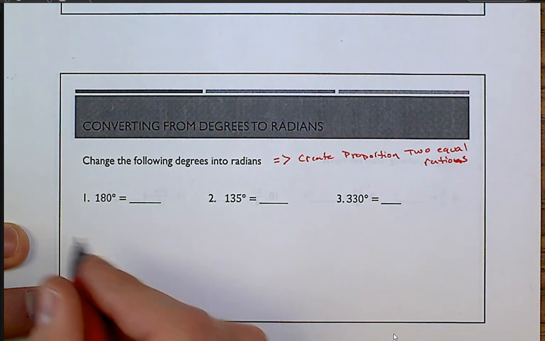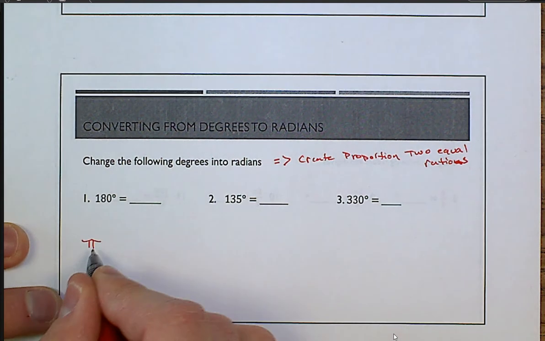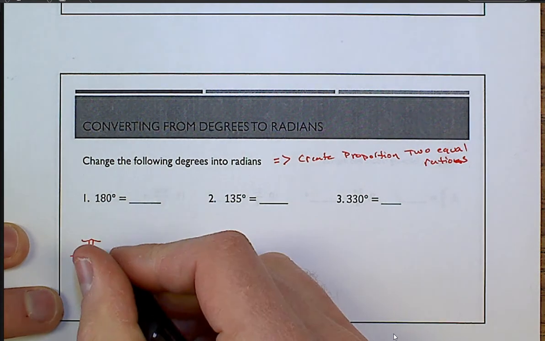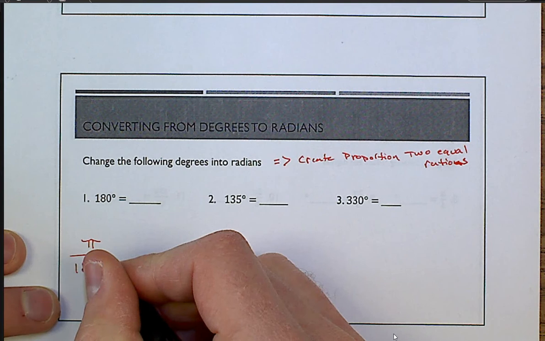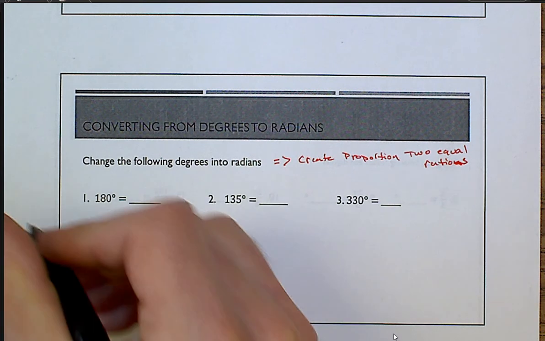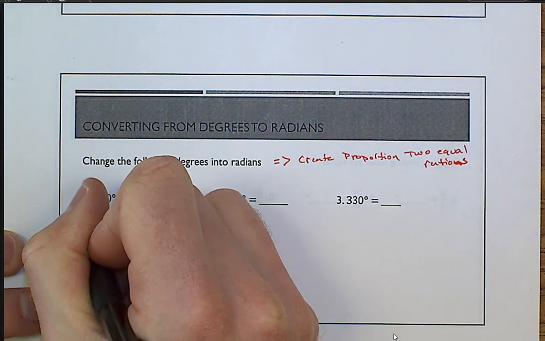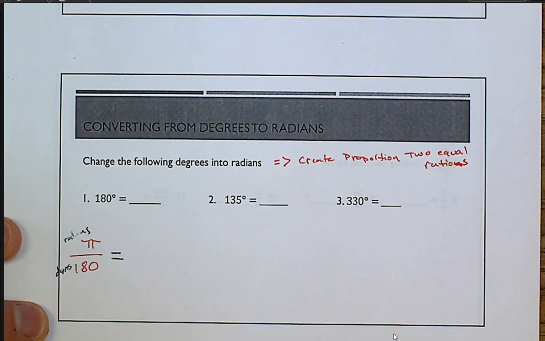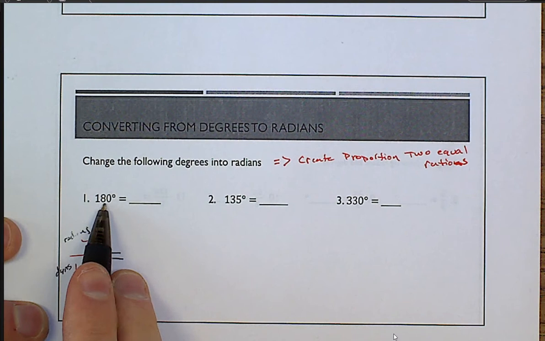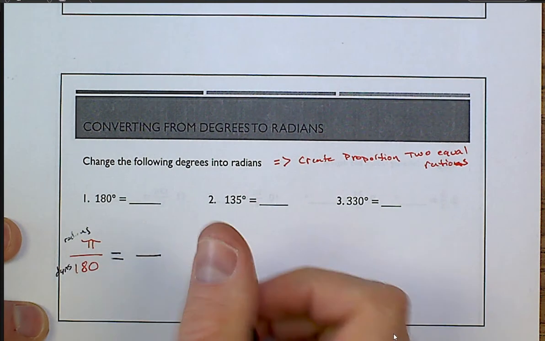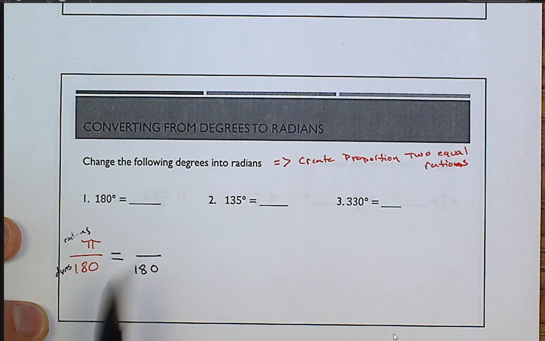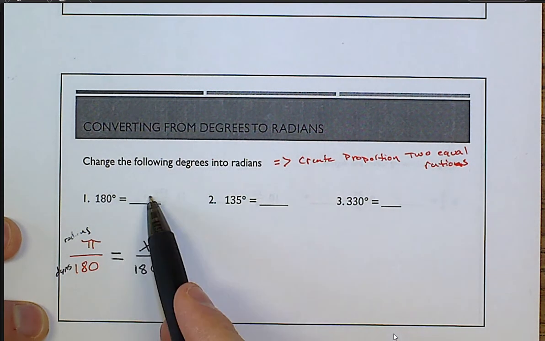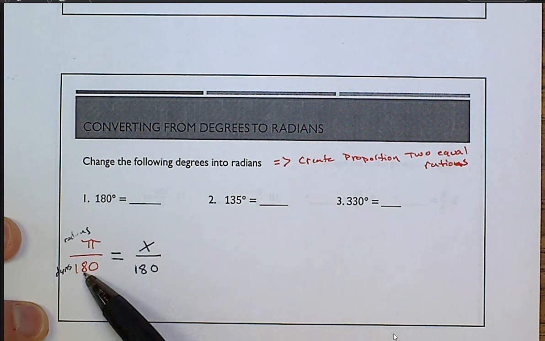Now, a proportion would be something like this, pi over 180. The reason I put pi over 180 is because pi is equal to 180 on the unit circle, okay? And so this would be radians on top, and this would be degrees on the bottom. So when I create my proportion, here's my degrees, 180. So I'm going to put that on the bottom, and I want to turn it into x, or what we don't know, radians. So radians over degrees equals radians over degrees.